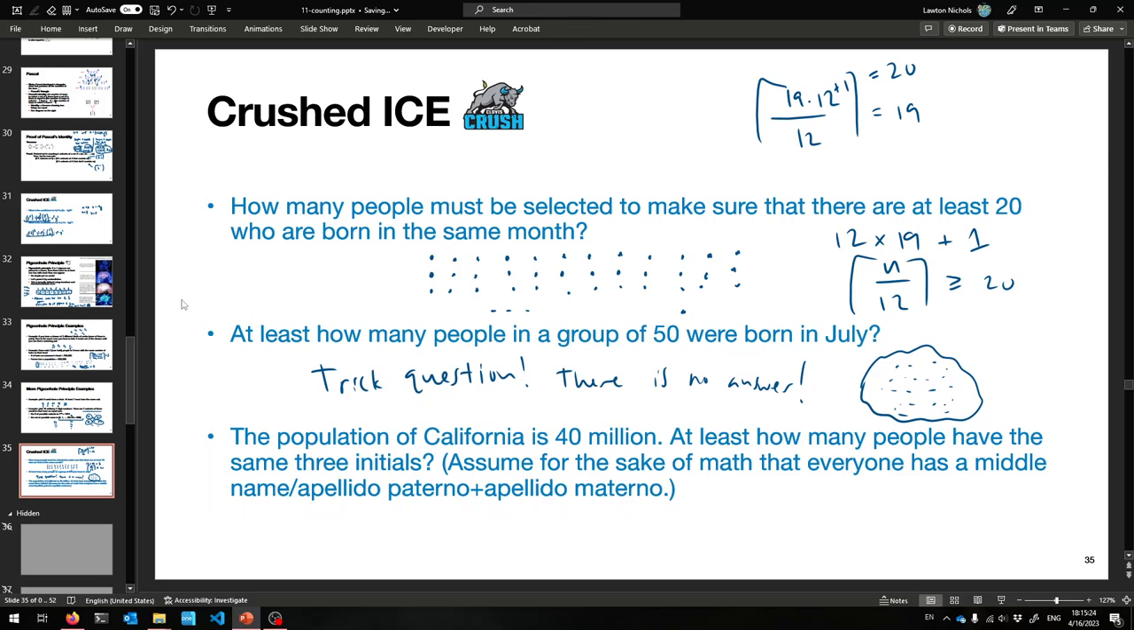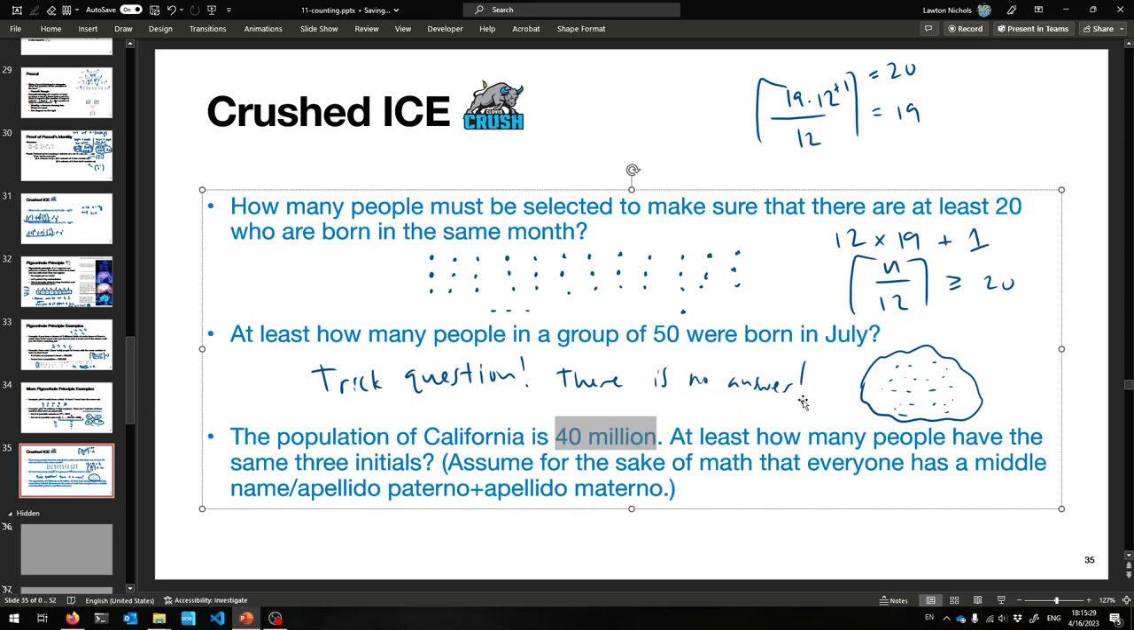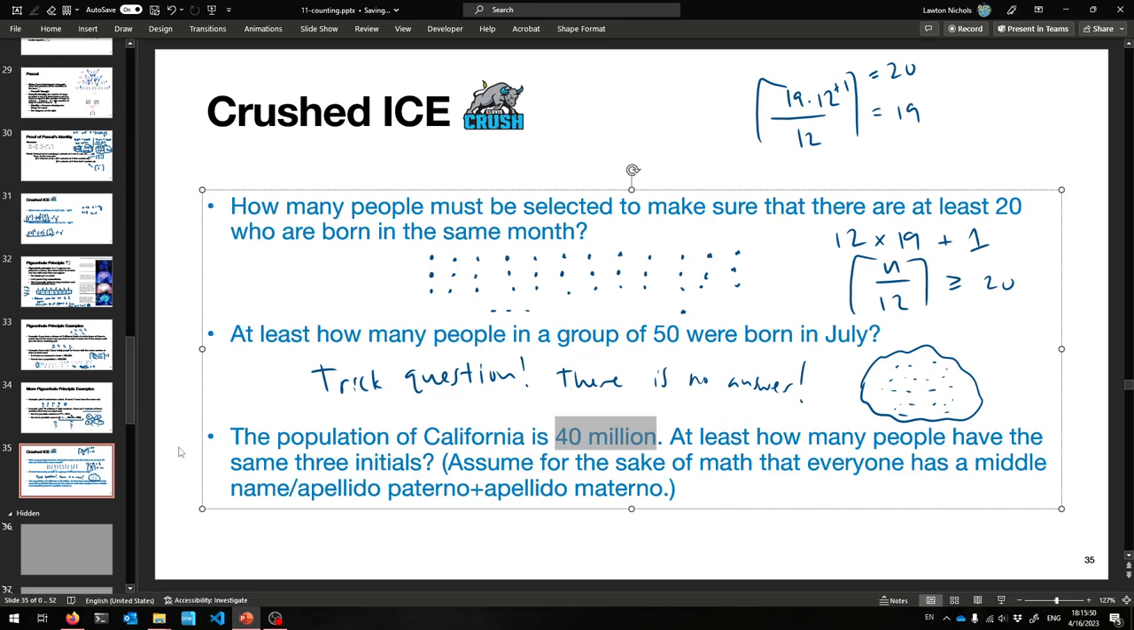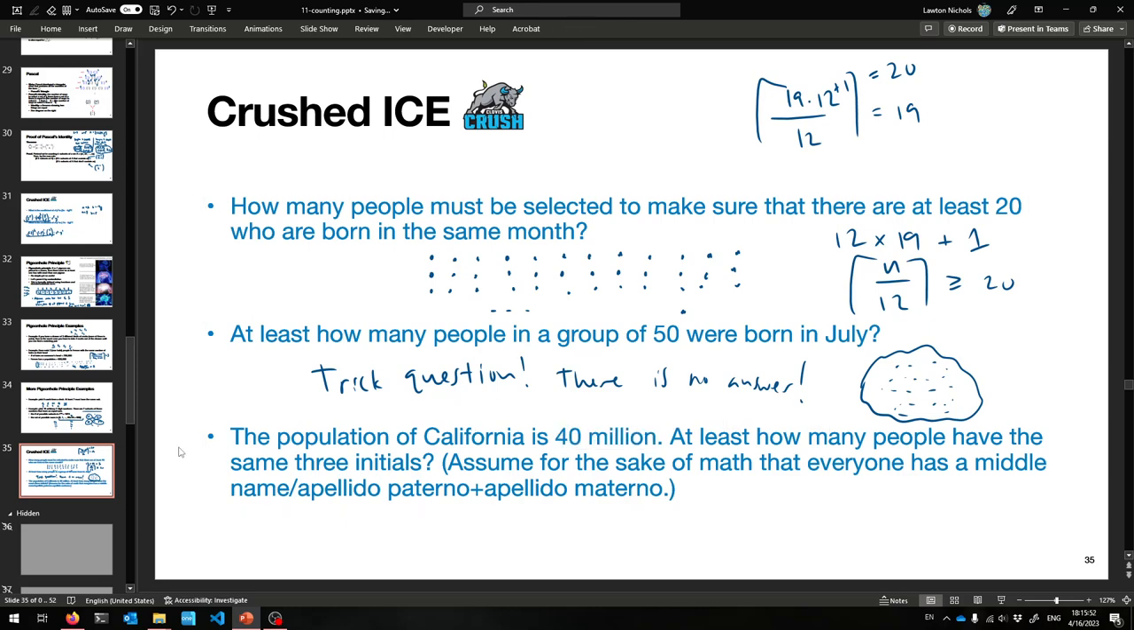Okay, and then finally, here is the population of California. It's about 40 million or so, probably more now. At least how many people have the same three initials? Let's pretend that everybody has three initials for the sake of this example, like a middle name or some equivalent of a middle name. I'm going to use the population of California and all the different ways to make three initials.